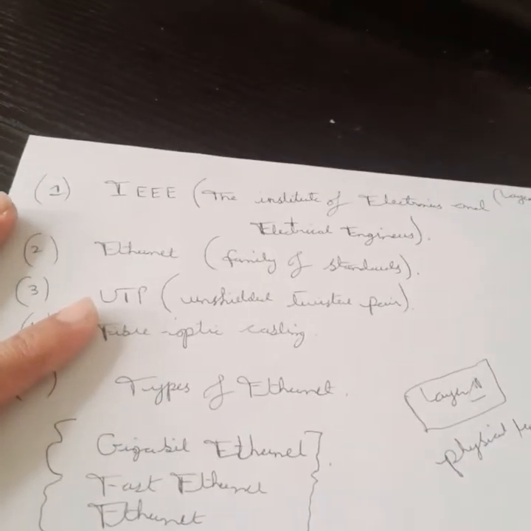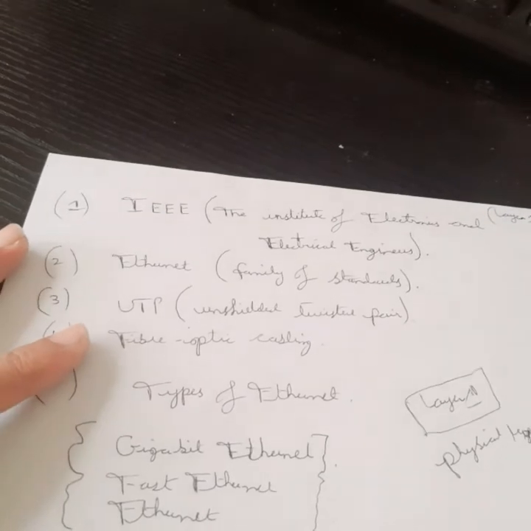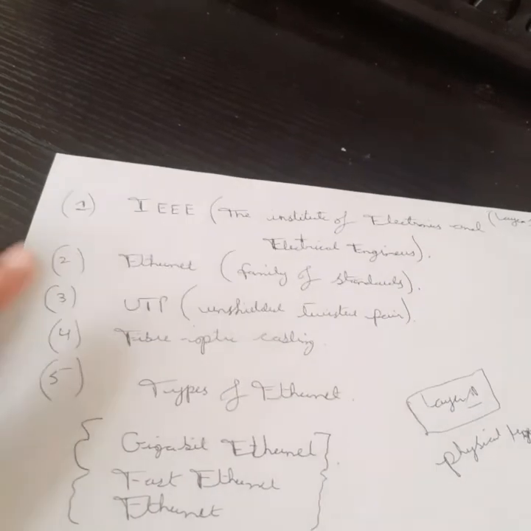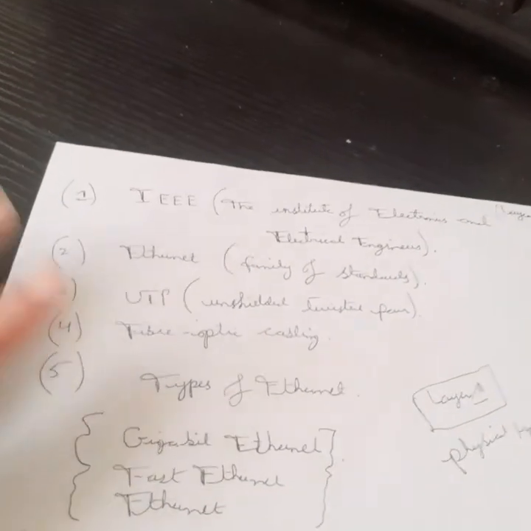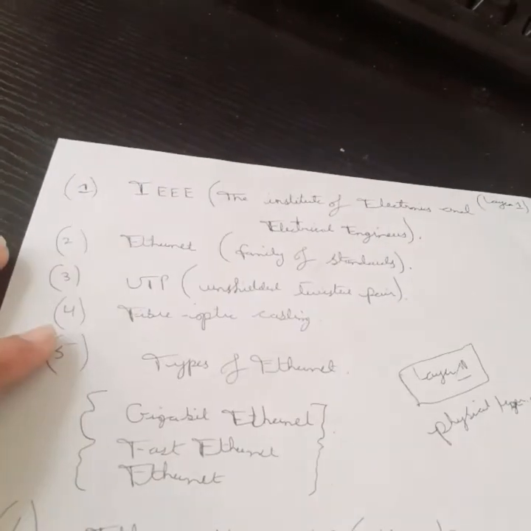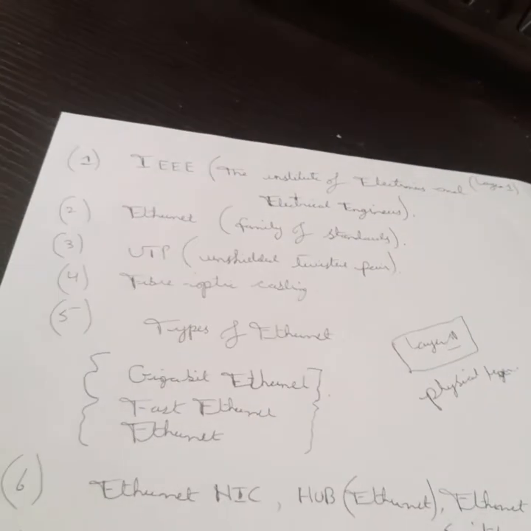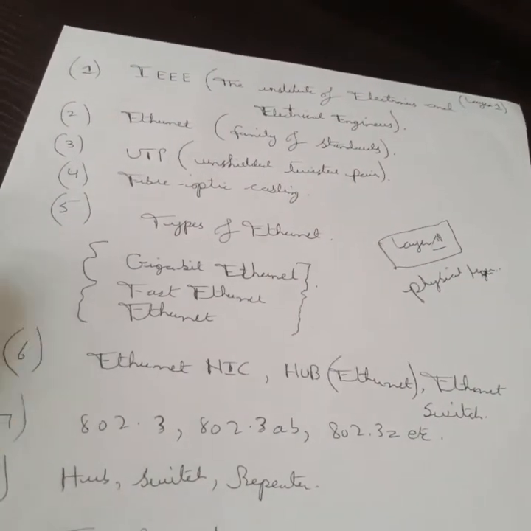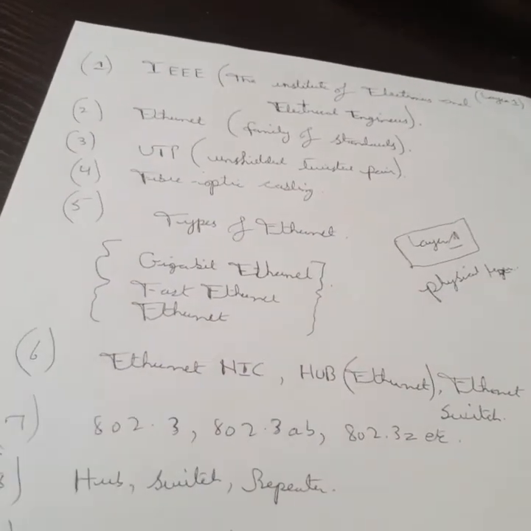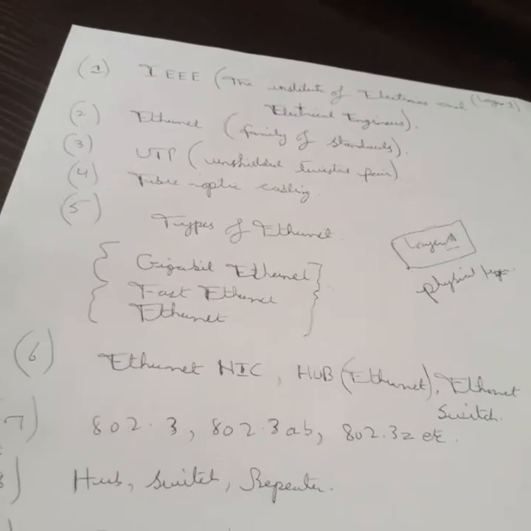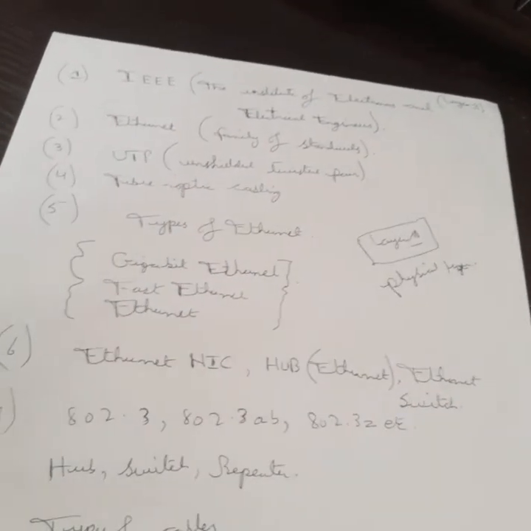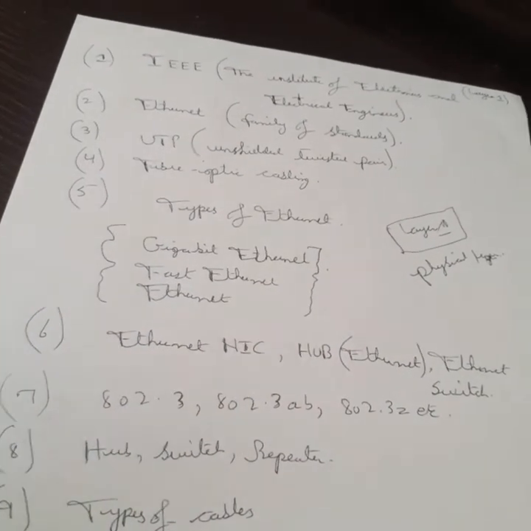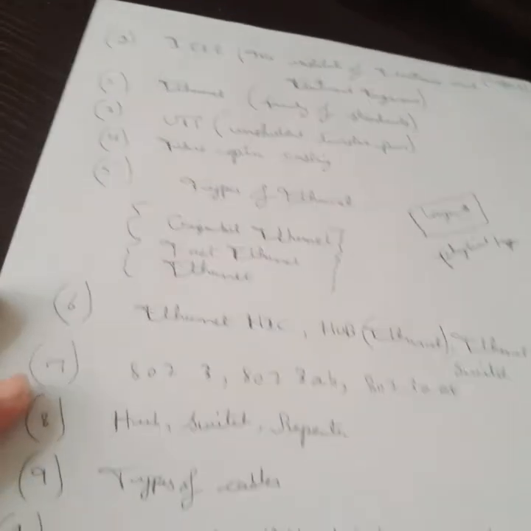And then you got UTP, unshielded twisted pair cabling. How does it work? How many types have we got? And then you got fiber optic cabling. It's a big sea in itself, but fiber optic cabling basics, the standards of fiber optic cabling, and then types of Ethernet, gigabit, fast Ethernet, and then you got concepts of Ethernet NIC, Network Interface Card, Ethernet hub, Ethernet switch, and the concepts of 802.3ab, 802.3z, and all these concepts.